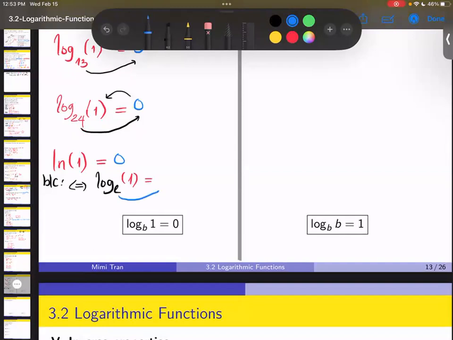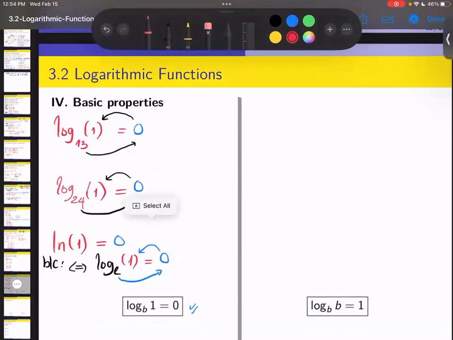E to the what power? Give me 1. That was 0. ln e is 1. So as you can see, when I say argument, I mean the input, the one inside the parentheses. When your argument is 1, it doesn't matter what base you have. The right hand side is 0, right? B to the 0, remember any number to 0 is 1. So B to the 0 is 1. Log base b of 1 equals 0. So that's the first basic property.